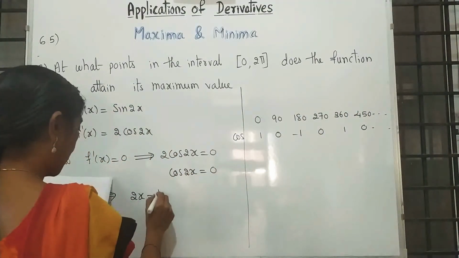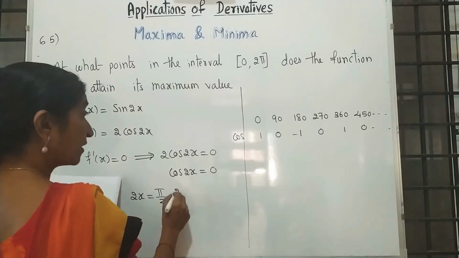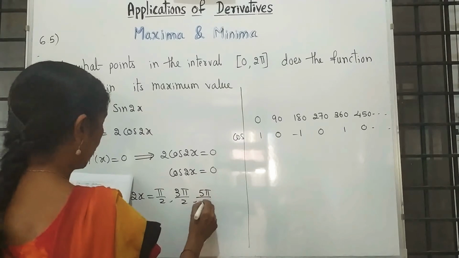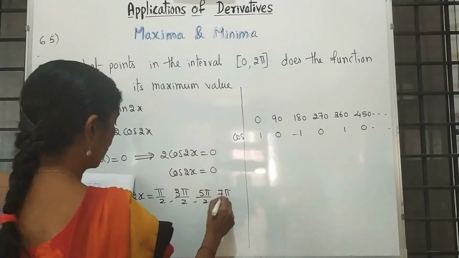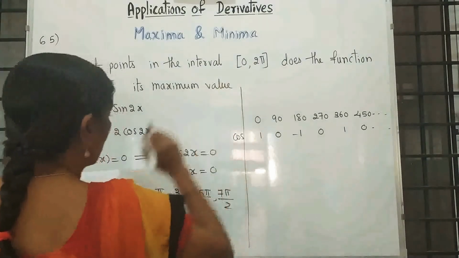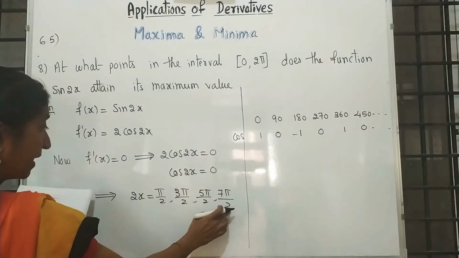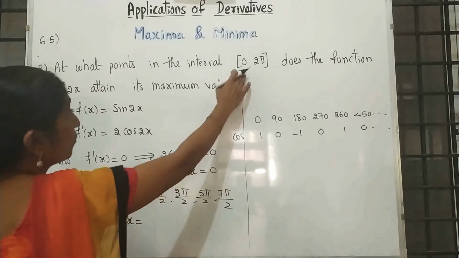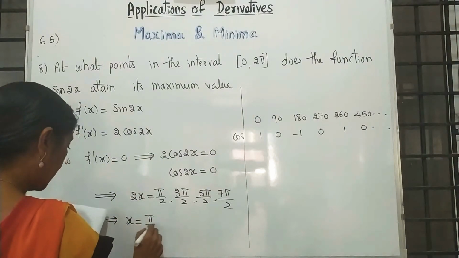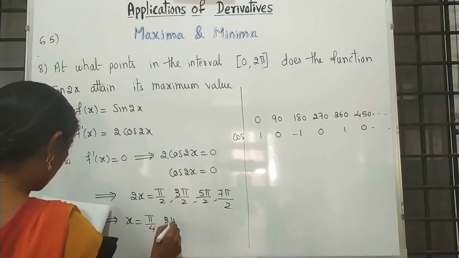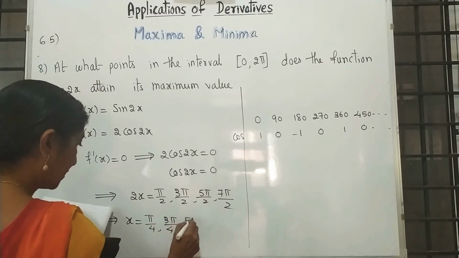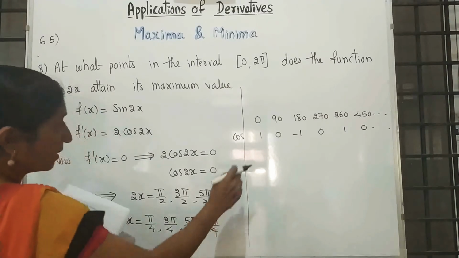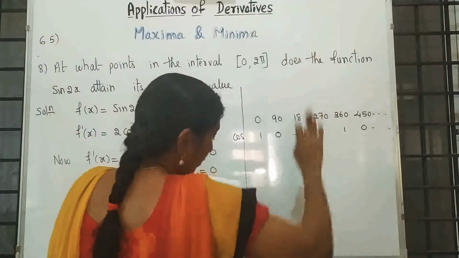You are getting pi by 2, 90 degree, then 3 pi by 2, 270 degree, then 5 pi by 2, 450 degree, then 7 pi by 2. This is in between what? 0 to 2 pi. So why I am writing this? Because it is 2x, implies x is in between 0 to 360. See, this is pi by 4, this is 3 pi by 4, 5 pi by 4 and 7 pi by 4. Please note down this. Till infinity you can write any values.